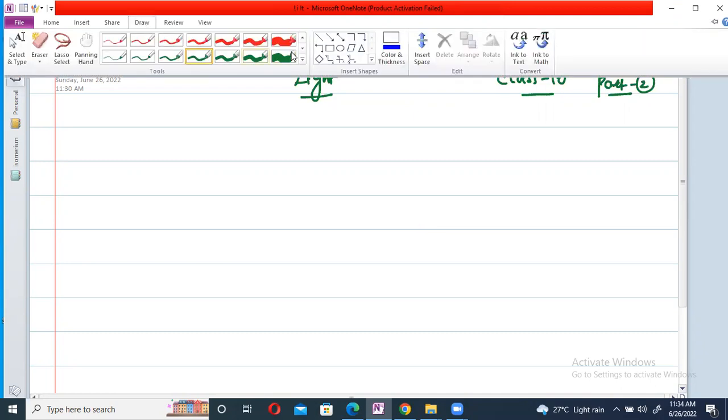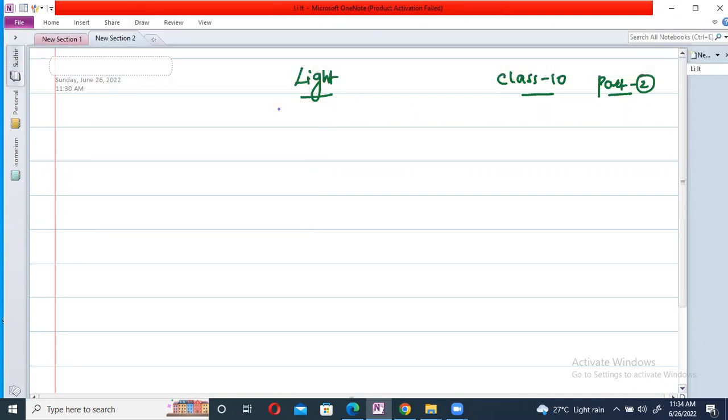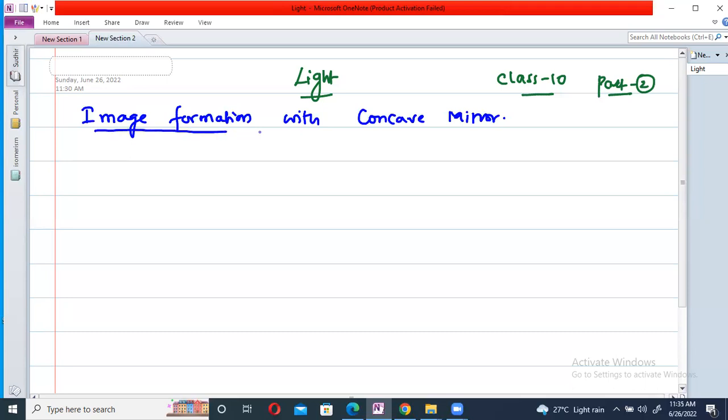So now I am going to discuss image formation with the concave mirror. So this is the discussion I will do. Image formation with concave mirror. To understand this topic better, we have some rules here.